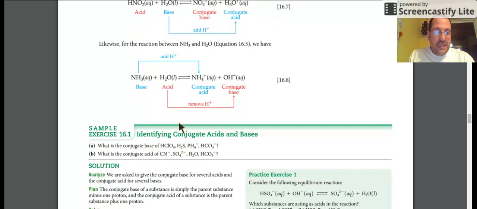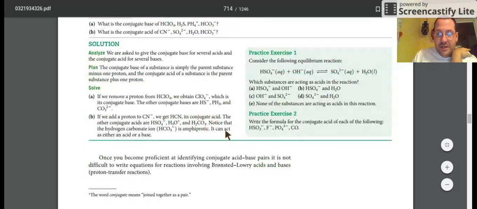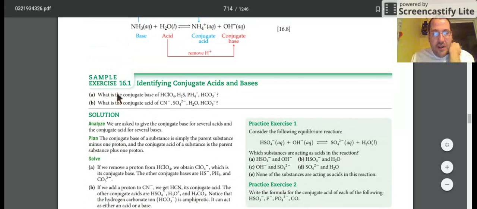Now, let's take a look at this sample exercise 16.1. And the answers are all down here, obviously. You can look at them, but I just wanted to go over it. For part A, it says, what is the conjugate base? So we are assuming that HClO4 is an acid, which it is. So what's going to happen when this acid reacts? It's going to lose a proton.